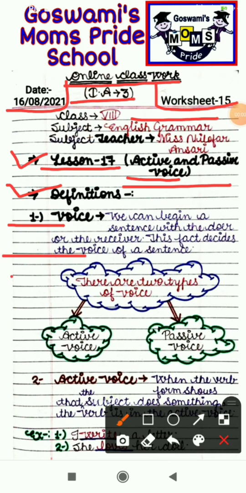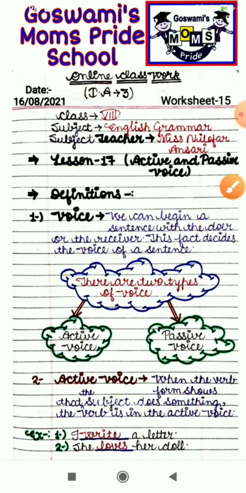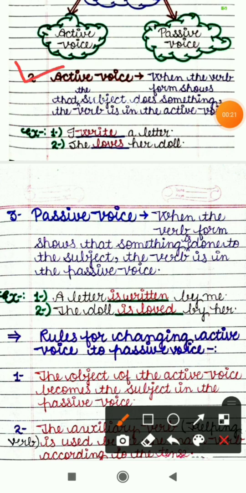There are two types of voice, that is active voice and passive voice. If the sentence is being started with the subject, that time it will be active voice, and if the sentence is being started with the receiver, that time it will be passive voice. Now let's see the definition of active voice. When the verb form shows that the subject does something, the verb is in the active voice.